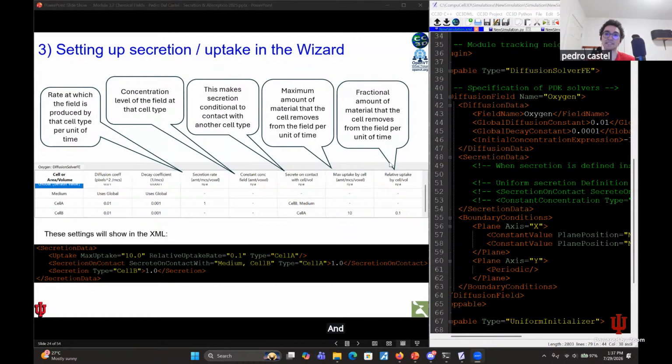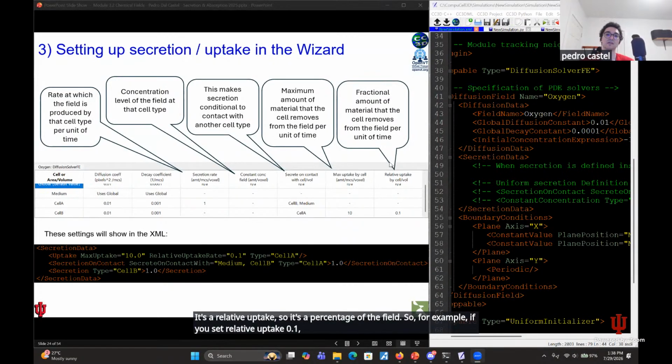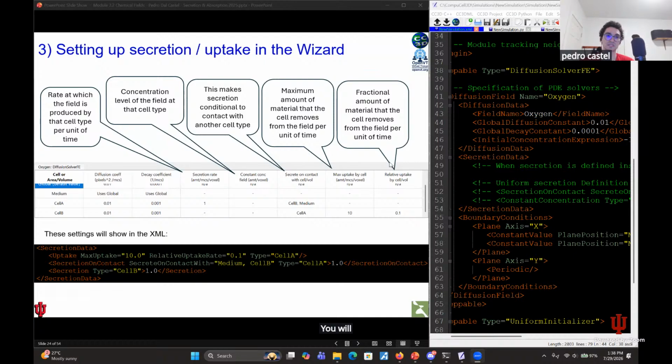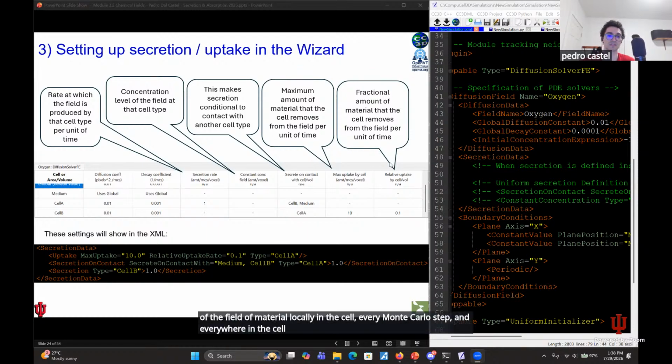And the relative uptake is if the concentration of the field is below this maximum threshold, it's going to make the field decay with this relative uptake rate. It's a relative uptake, so it's a percentage of the field. So for example, if you set relative uptake 0.1, you will be consuming 10% of the field material locally in the cell every Monte Carlo step and everywhere in the cell on all pixels of the cell.